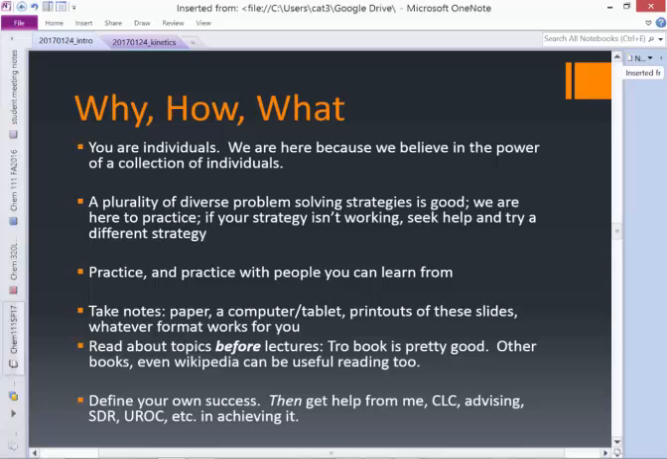Do take notes in class. The PowerPoint slides will be available before class. I'll show you a couple of ways to print them if you like. If you have a tablet, you can take notes on that. If you have paper, you can take notes on that. Whatever works for you is totally cool with me.